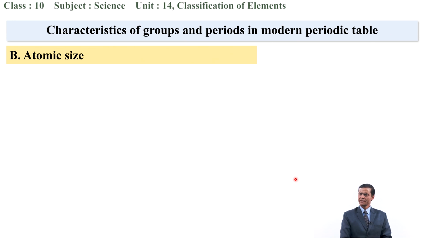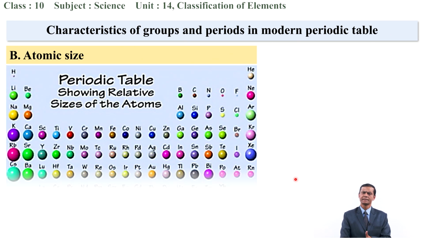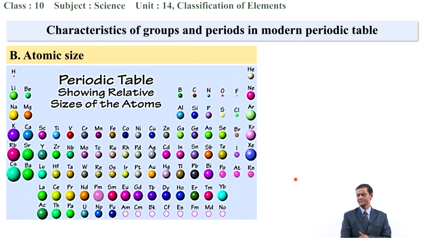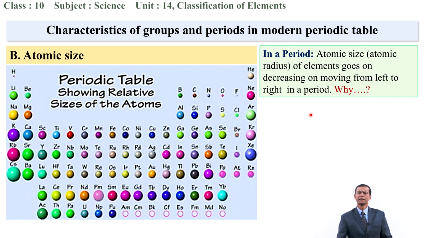Dear students, talking about atomic size, let's discuss the period, isn't it? What do you see in the period? Look at it. On moving from left to right in a period, atomic size goes on decreasing gradually, isn't it? Yes. Atomic size goes on decreasing on moving from left to right in a period. But what is the reason for that? Do you know its reason?